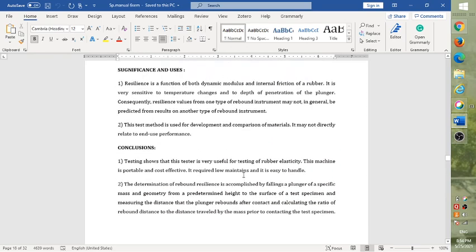Significance and uses. Resilience is a function of both dynamic modulus and inherent friction of a rubber. It is very sensitive to temperature change and to depth of penetration of the plunger. Consequently, resilience values from one type of rebound instrument may not in general be predicted from results on another type of rebound instrument. This test method is used for development and comparison of material. It may not directly relate to end user performance.